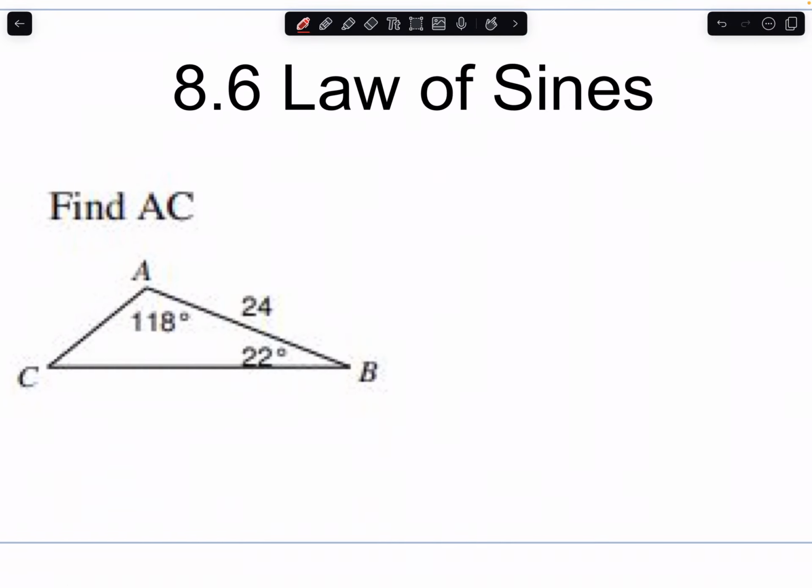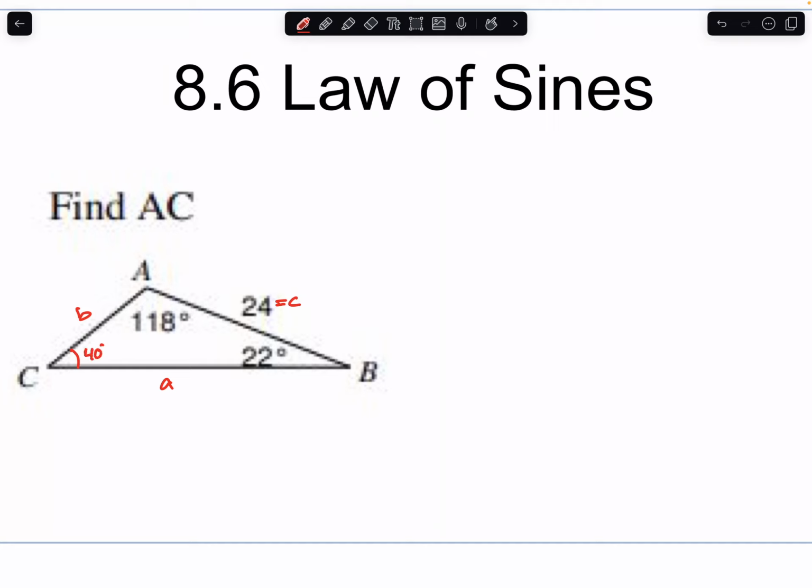Here we're looking for side length AC. So I'm going to label things. Across from angle A is side A. Across from angle C is side C, and across from angle B is side B. Since I already have two of the angles, 118 and 22, I can find angle C already. 118 plus 22 is 140. When we subtract that from 180, we're left with 40 degrees.